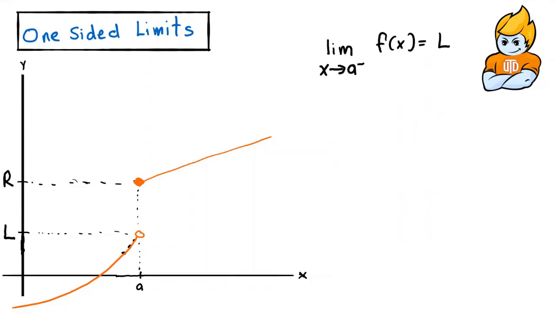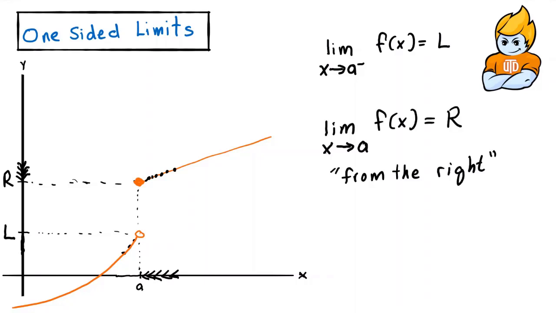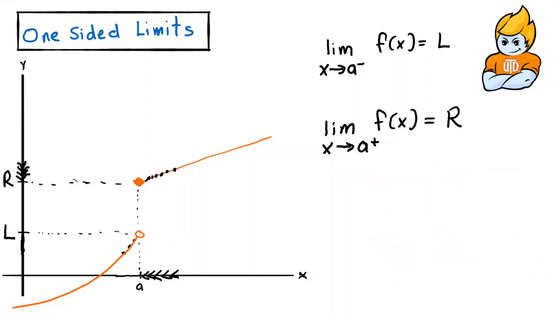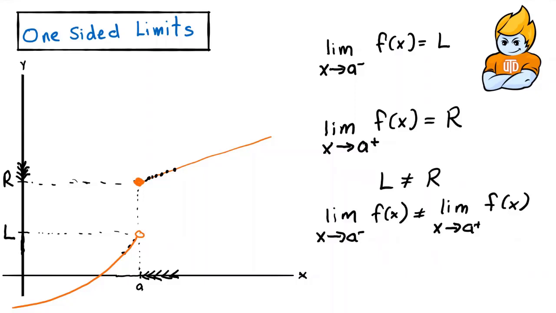So next we're going to let x approach a from the right, and we see that the values of the function approach a value of r from above. We write that the limit as x approaches a of the function equals r from the right, and we'll use the shorthand notation by putting a plus as a superscript for a to indicate that we're approaching a from the positive side of the number line. So that's a quick review of the notation for one-sided limits. So here the limits from the left and the right don't agree.